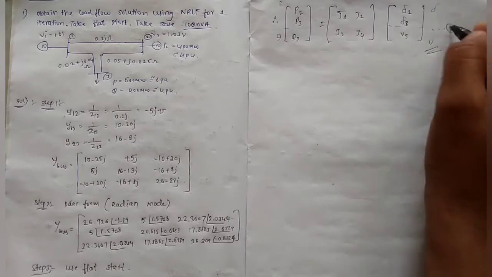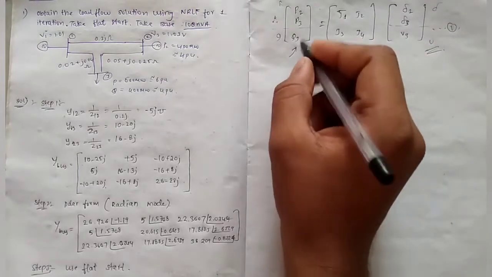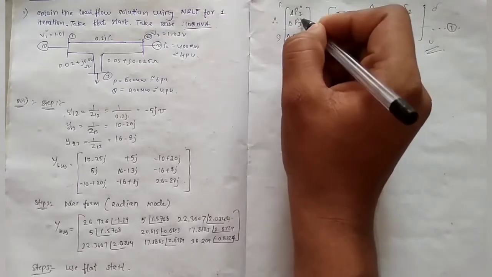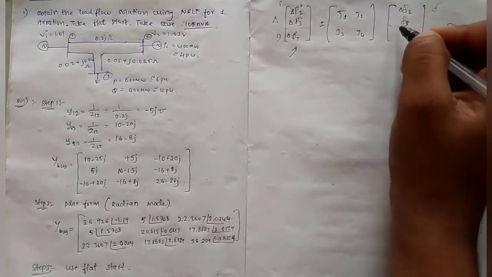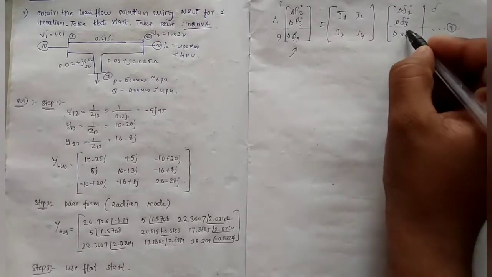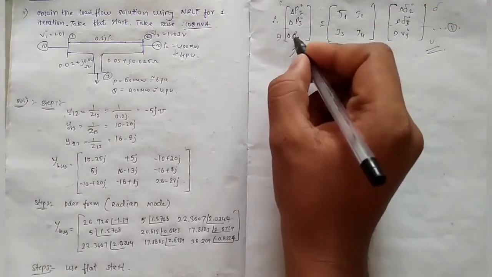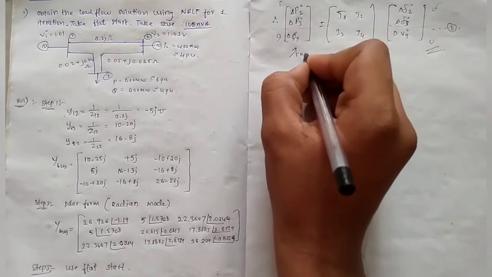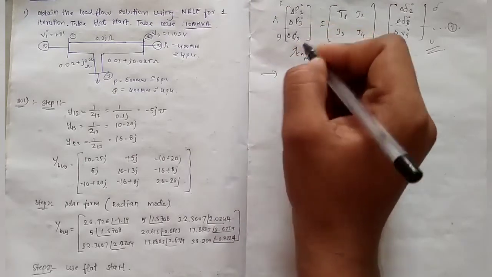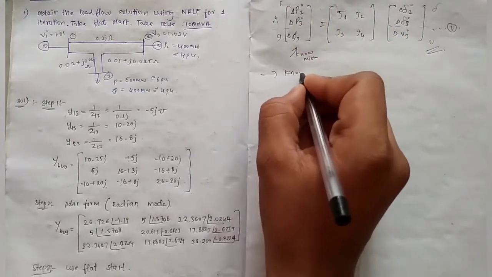Keep this as equation 1. First we need to find the mismatches, and I'll write this extra delta and all 0 values, the initial values. After writing all this, put these delta values. These are the mismatches. Okay, the known mismatches matrix. Now we need to find this known mismatch matrix.